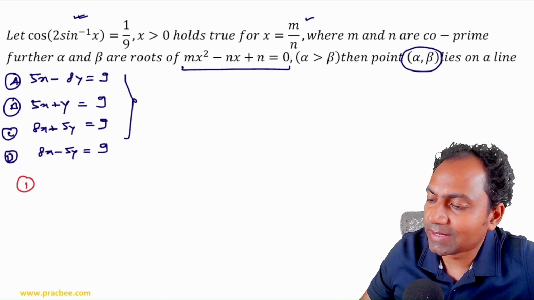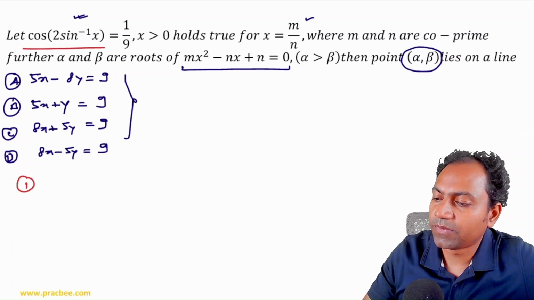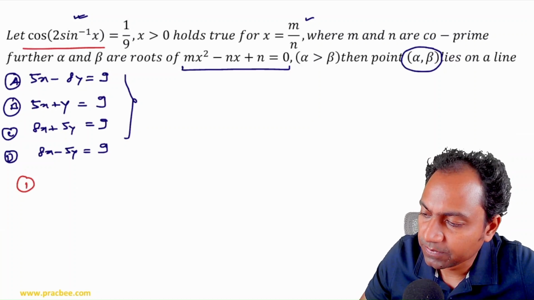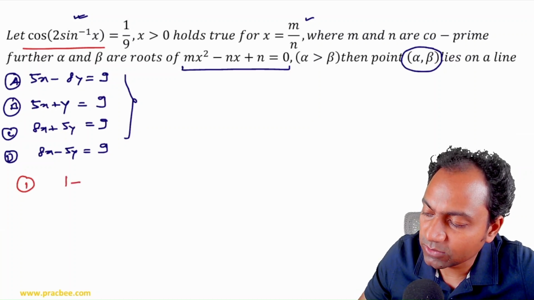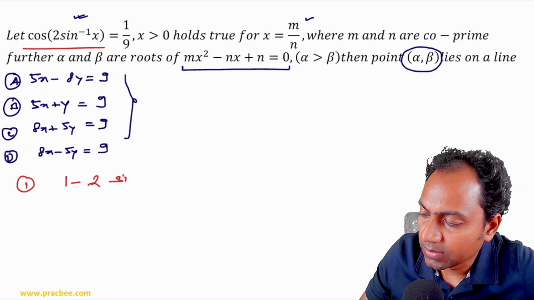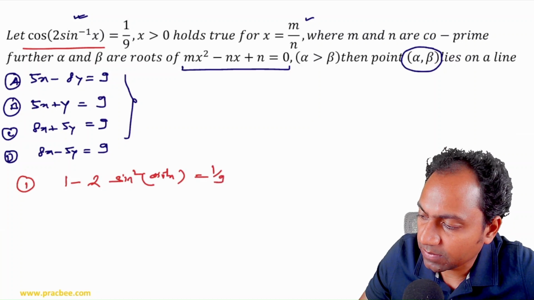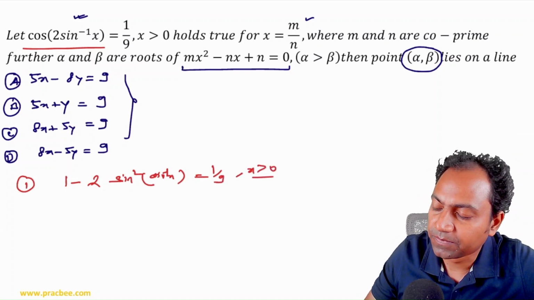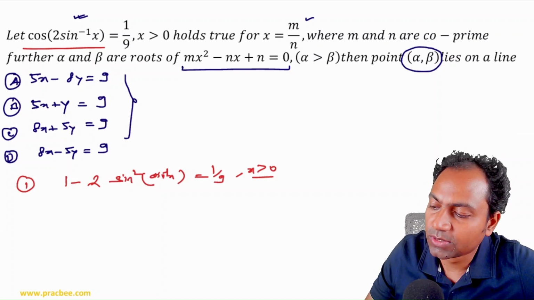In the first part, let us try and solve this equation. So if I try and solve this, I can write this as nothing but cos of 2 theta. So it can be written as 1 minus 2 sine square sine inverse x, and this comes out to be 1 by 9. They have given that x here is greater than 0. Let us also keep this in mind. So sine of sine inverse x will always be equal to x. So there is no problem.